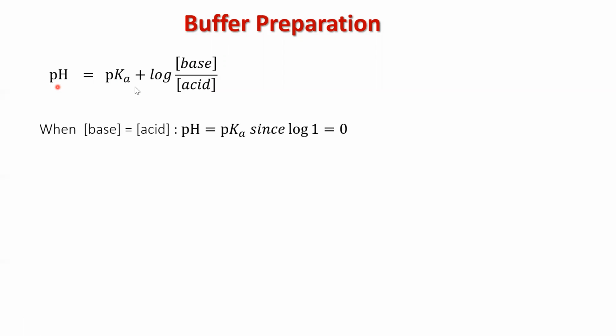Okay, how do we prepare a buffer solution? Well, we can use the Henderson-Hasselbalch equation to figure out how much base and acid we need to add in order to get to a particular pH. And if the base concentration is equal to the acid concentration, this ratio becomes 1. The log of 1 equals 0. So pH equals pKa.